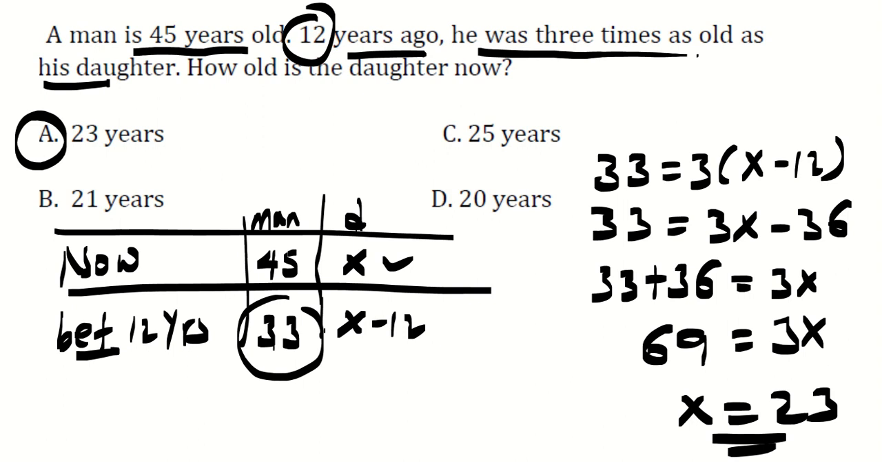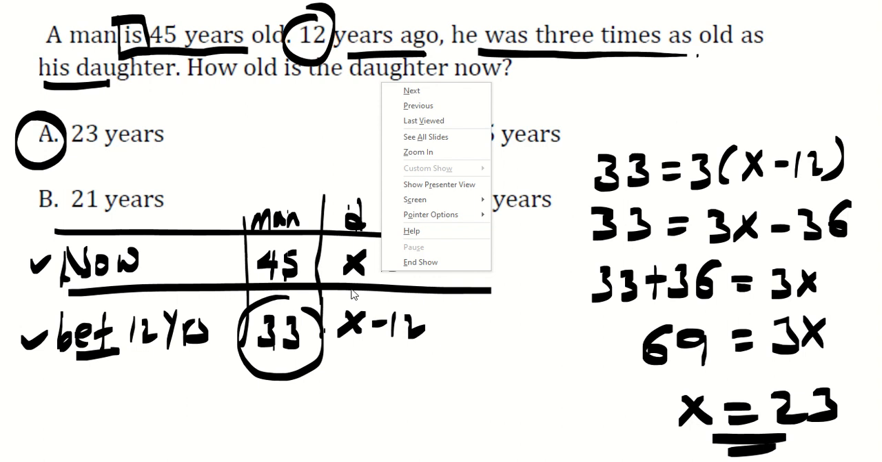Very good. Once more, let me repeat here. A man is 45 years old now. So there is a time gap. But 12 years ago he was 3 times as old as his daughter. So the time division is now and 12 years before. Now the man's age is 45. The daughter we don't know. Let's say it is X. That's what we are looking for.